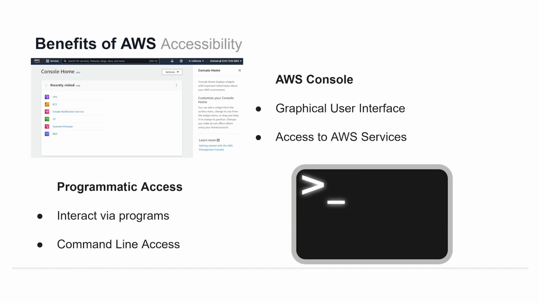There's a number of ways that you can access AWS services and features. The first one is the AWS console that allows you to interact with the services via a graphical interface online. The second one is via programmatic access and CLI. This is going to be used to ensure that your applications are properly configured to work with AWS.